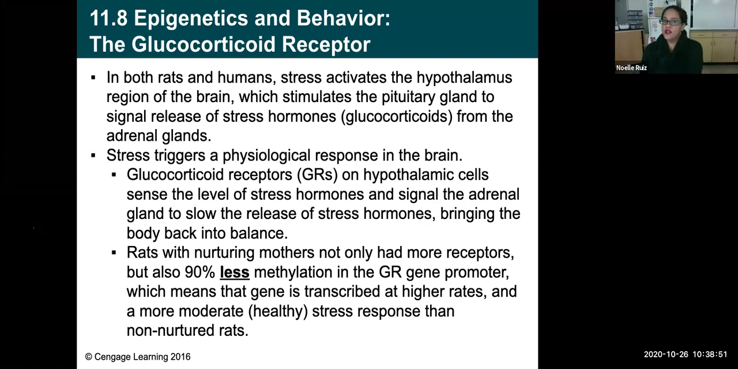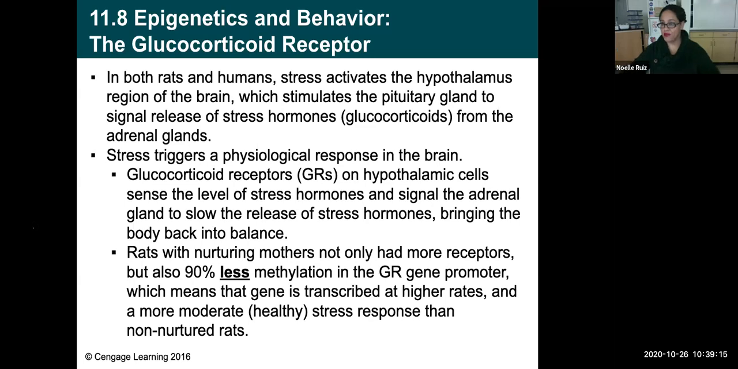In both rats and humans, stress activates the hypothalamus region of the brain, which stimulates the pituitary gland to signal the release of stress hormones. So your body releases hormones to help you deal with stress. And that's the process. Those hormones are called glucocorticoids, and they come from the adrenal glands.